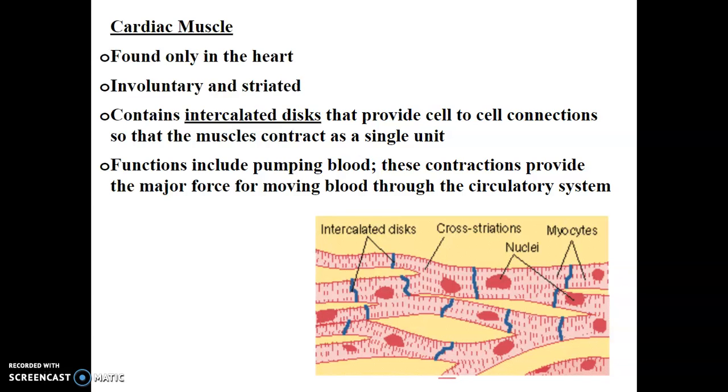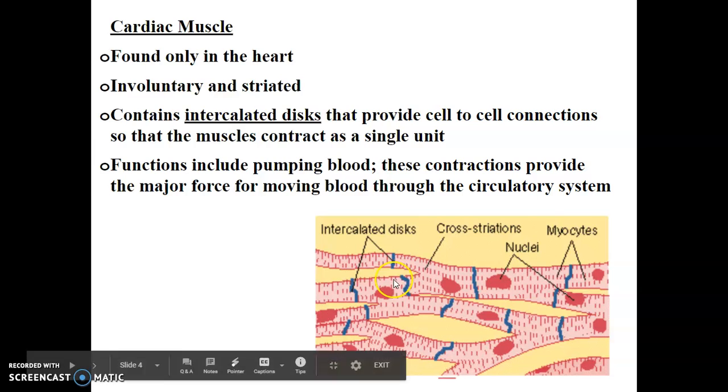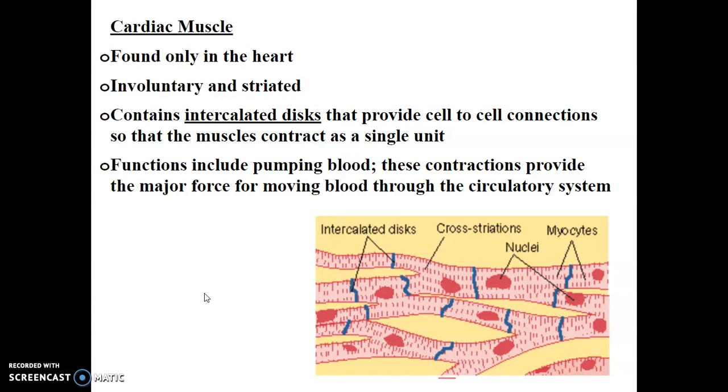So this cardiac muscle is responsible for that. It contains what we call intercalated discs. Intercalated discs. This diagram shows it as these little blue marks. These are actually connections from cell to cell that help the whole heart work as a single unit. When we learn about the heart a little more, we'll see it does a lot of pumping of blood, obviously. And these intercalated discs help everything move as one.